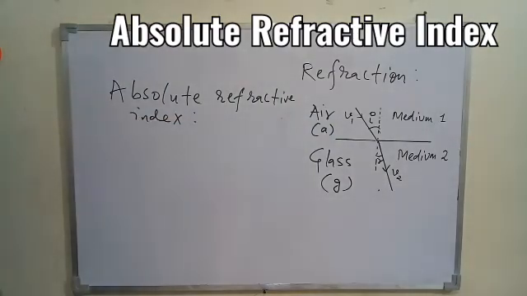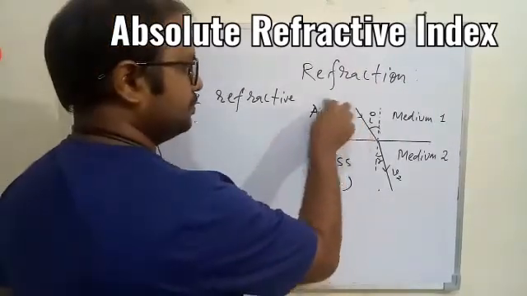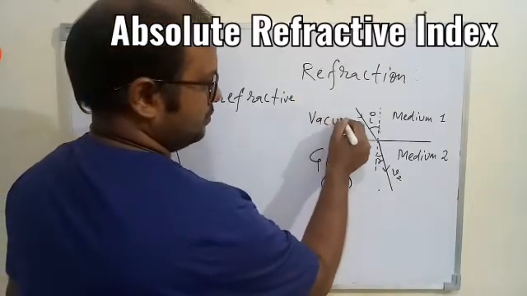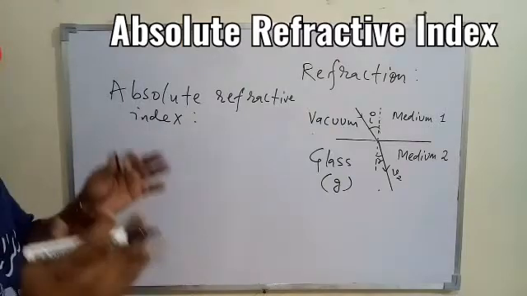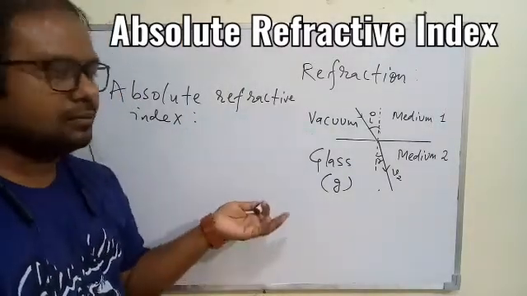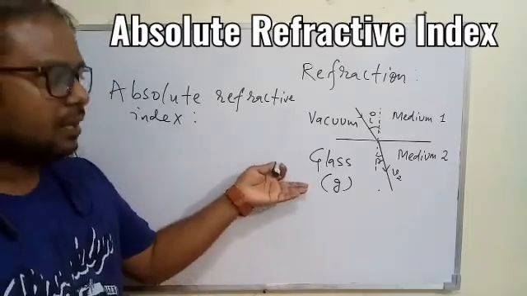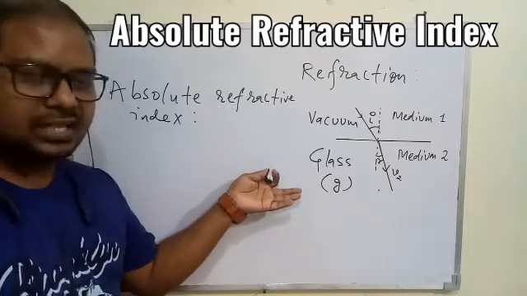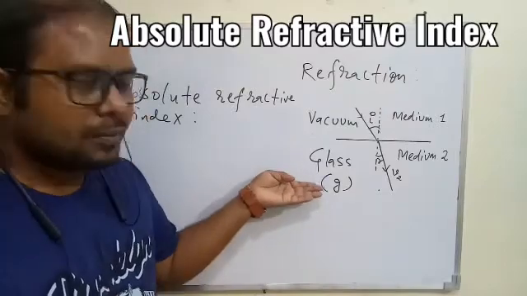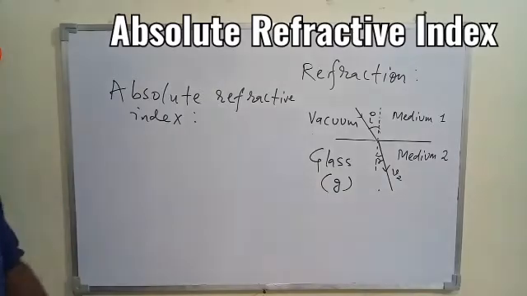Okay, so in general, if we have two mediums such that medium 1 is vacuum, which is the space without any molecules, and the second medium can be glass, air, water, or whatever medium through which light can pass. In that case, if we find the refractive index of a given medium with respect to the vacuum, then that is given the name absolute refractive index.